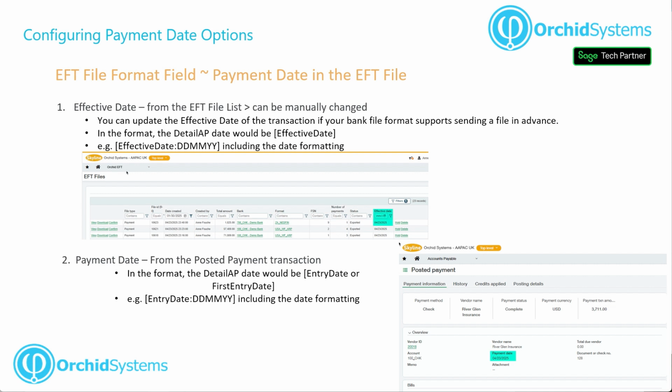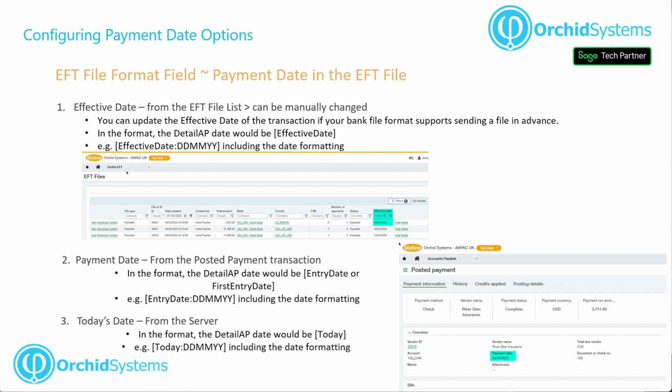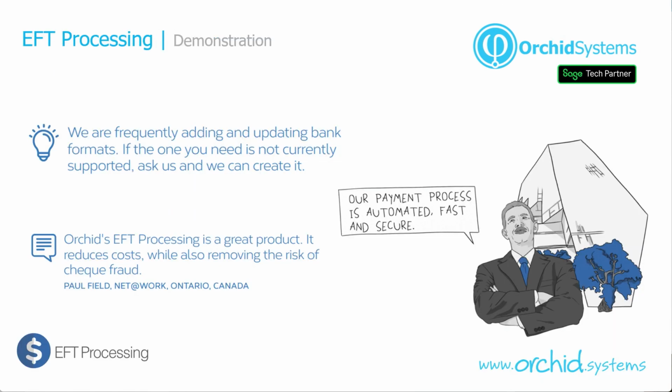Or you could use the payment date. So this is the date from the posted payment transaction. And in the EFT file, you would use entry date or first entry.date, depending on if the field is being used in the header or on the detail line. And the final option you have is today's date. This is the date from the server. So right now, when you click download, what is today's date? So let's have a look at that in Sage Intacct.